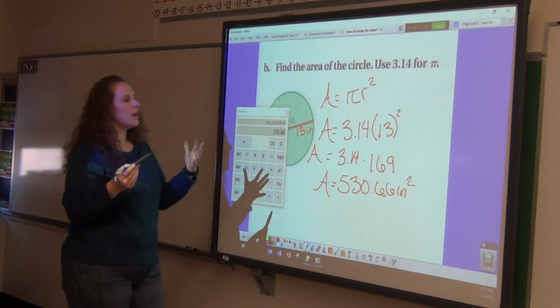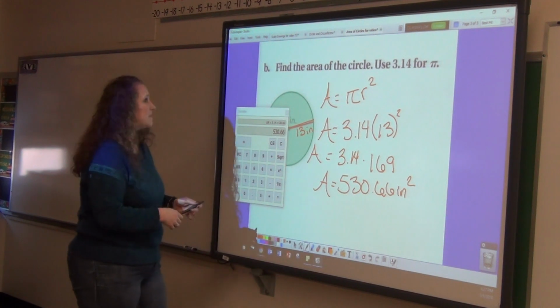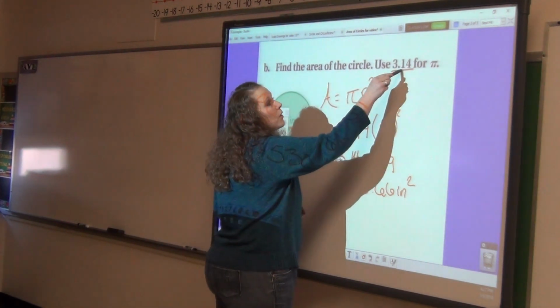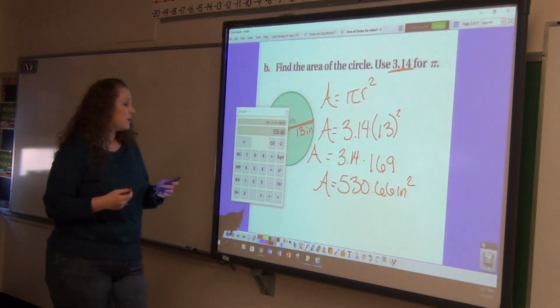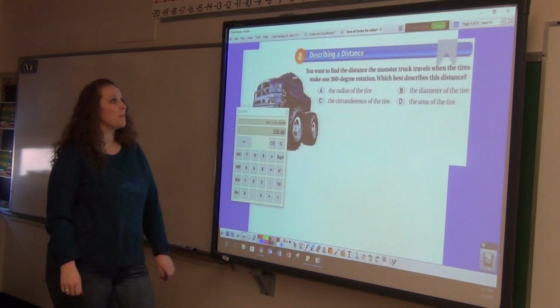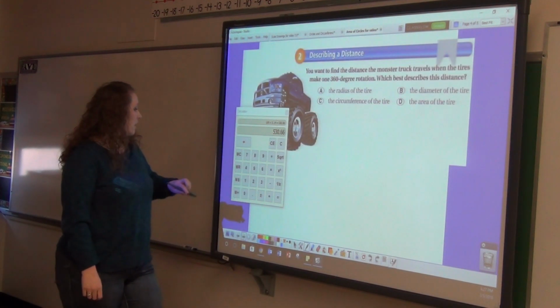All right, is this easy enough? You just substitute in the numbers where they need to be. Just make sure that you are using whatever number for pi they tell you to. And if it doesn't say anything, use your pi button on your calculator.